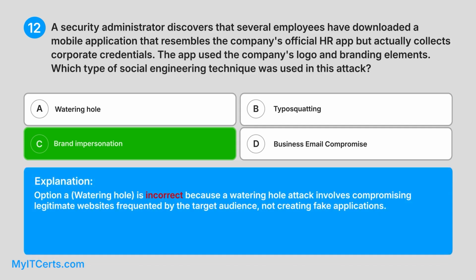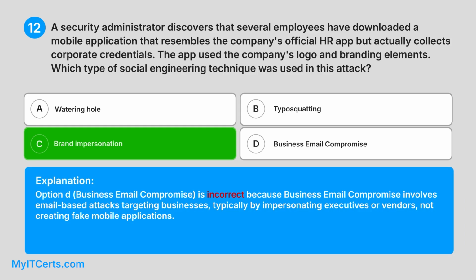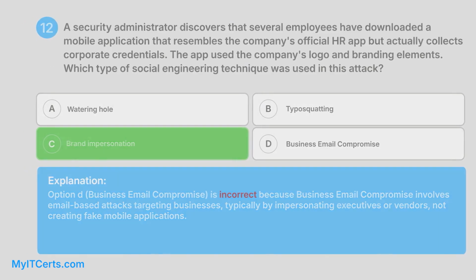Option A, watering hole, is incorrect because a watering hole attack involves compromising legitimate websites frequented by the target audience, not creating fake applications. Option B, typosquatting, is incorrect because typosquatting involves registering domains similar to legitimate websites to catch typing errors, which isn't relevant to mobile app impersonation. Option D, business email compromise, is incorrect because business email compromise involves email-based attacks targeting businesses, typically by impersonating executives or vendors, not creating fake mobile applications.